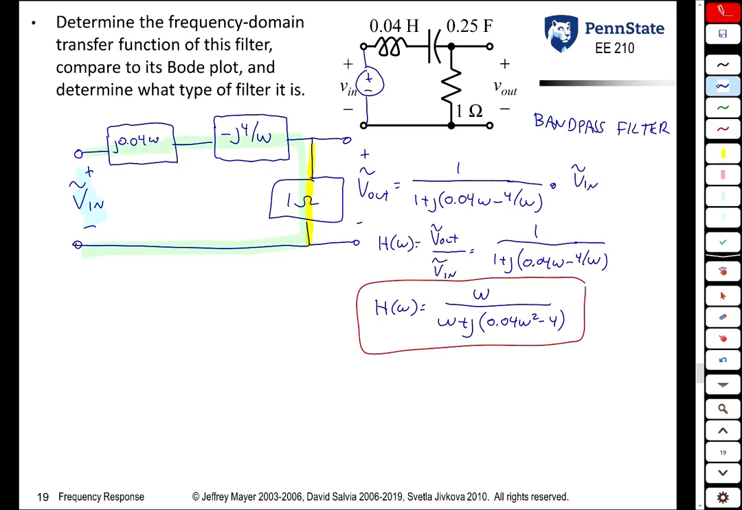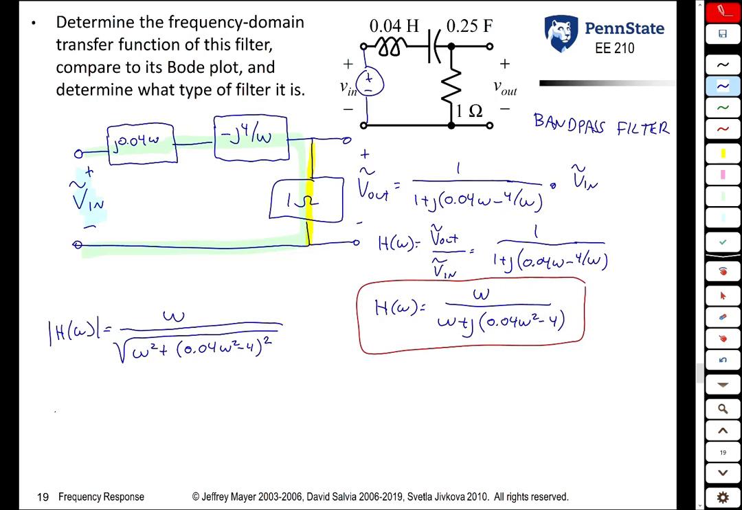As with the low pass and high pass filters, from this we can calculate the magnitude response and the phase response. The magnitude response, the magnitude of this function, is what? What is the magnitude of the numerator? The magnitude of omega is omega. What is the magnitude of the denominator? Once again, the magnitude of the complex number is the square root of the real part squared plus the imaginary part squared: omega squared plus (0.04 omega squared minus 4) squared.